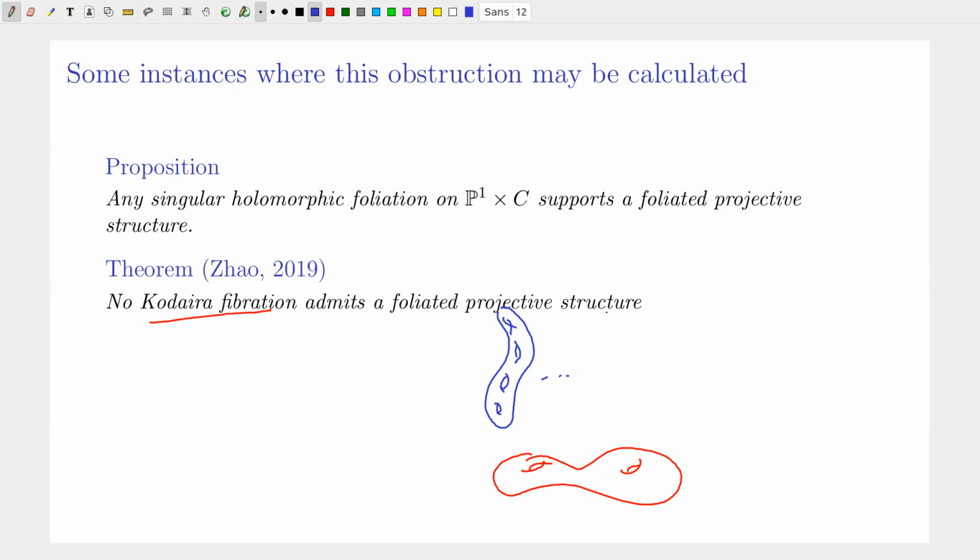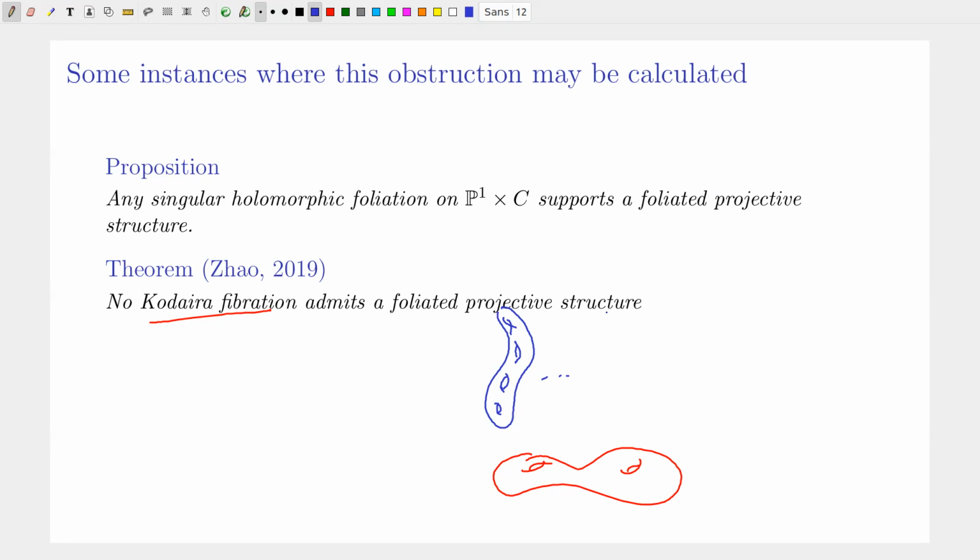that in this case the obstruction does not vanish. So no Kodaira fibration will admit a foliated projective structure with respect to the foliation given by the fibers. In other words, there is no way, in a Kodaira fibration, of assigning a projective structure to each fiber varying holomorphically along the base. Okay, so this is a very nice result by Sheng-Juan Shao.